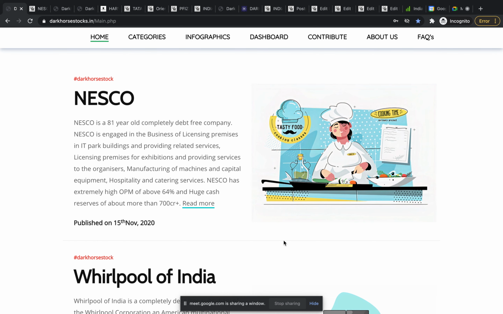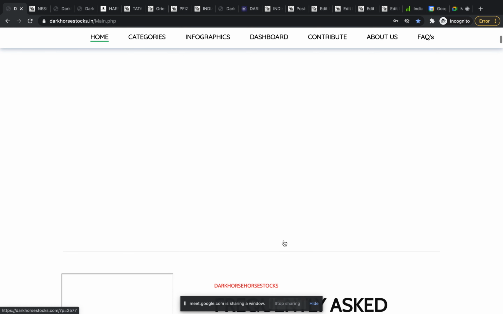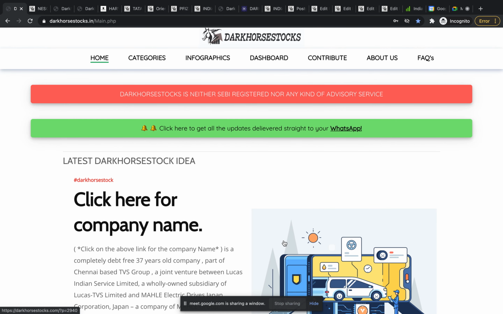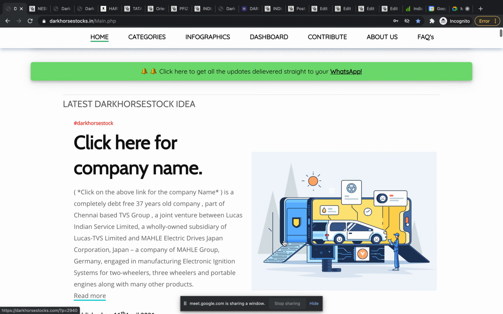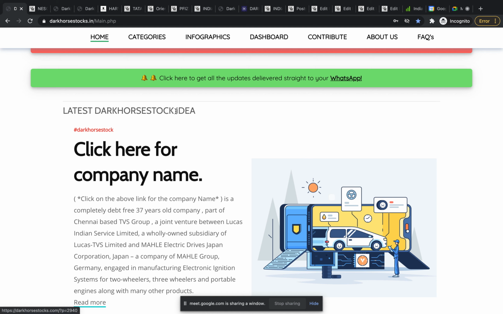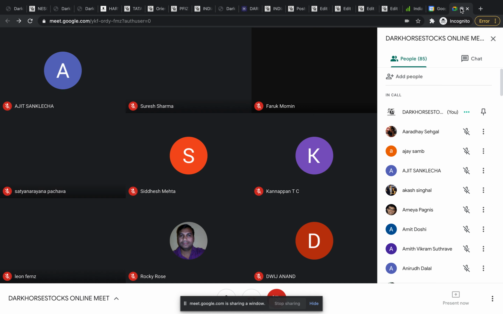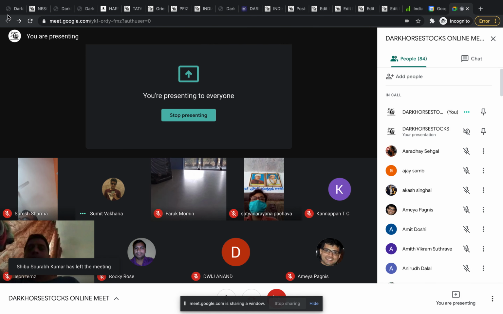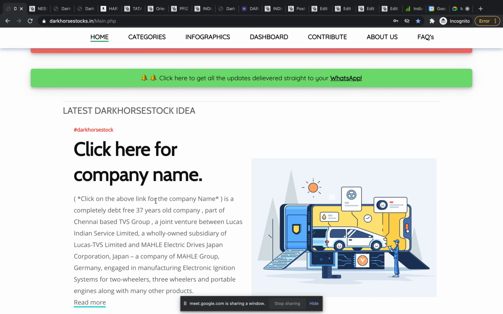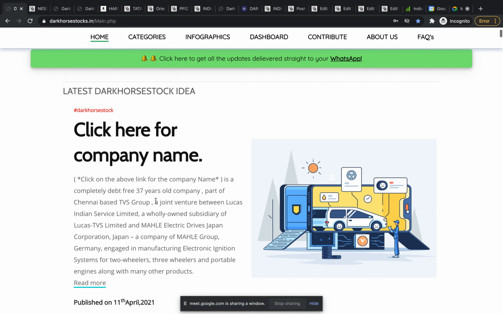Okay, so everyone is able to see this main page of the Darkhorestock website. So this is the main website. Every week a new idea is suggested at the top, and you can find the latest idea over here under the latest Darkhorestock idea. Just a minute, people are still joining. Yeah, so you can find the latest idea on the top of the page.